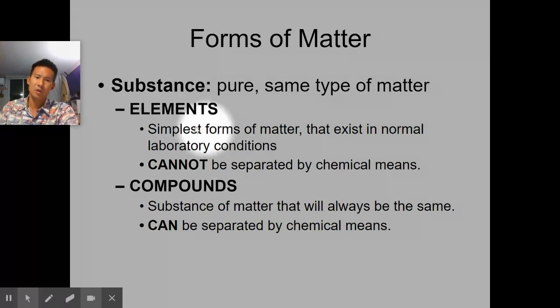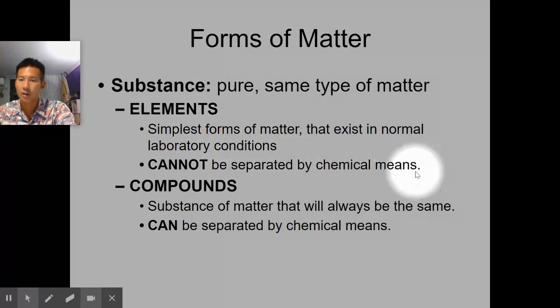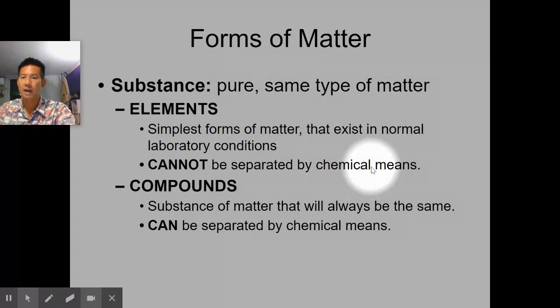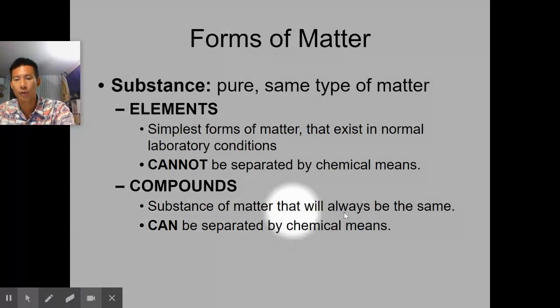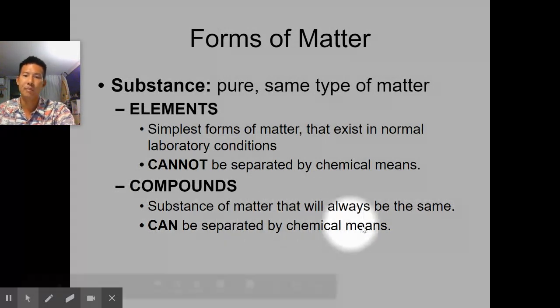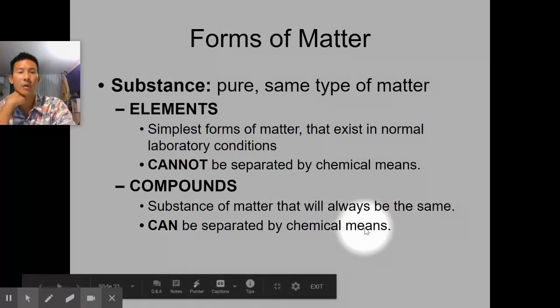Elements, of course, are the basic building block, and that's why you cannot separate them further. The only way you can separate an element is by nuclear reactions, and the equation used is E equals mc squared. Compounds can go through chemical change, but they're still known as pure substances.